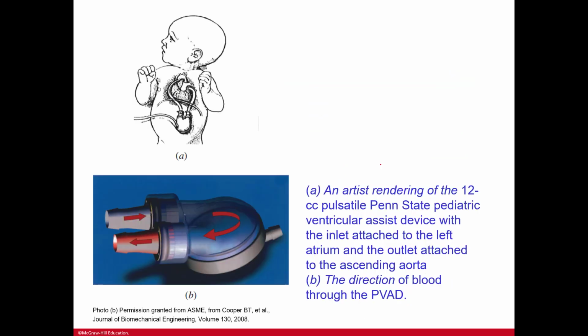And here's an artist's rendition of a 12 cc PediaFlow Penn State pediatric ventricular assist device, with the inlet attached to the left atrium and the outlet attached to the ascending aorta. And then B is the direction of the blood through the PVAD. So here you can see it pumping in and out.